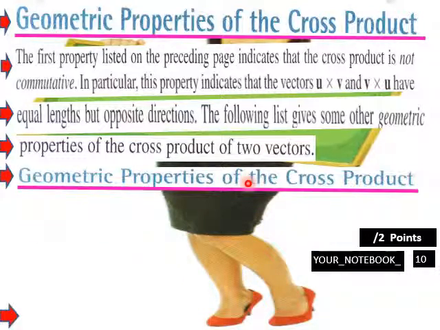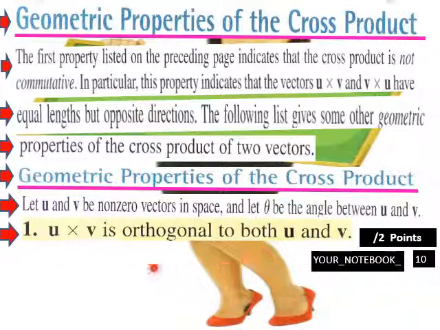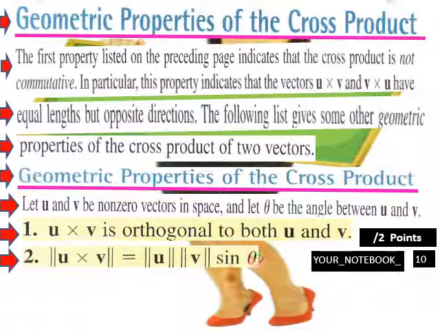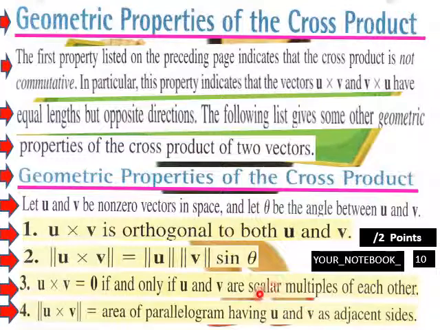Geometric properties of the cross product. Let u and v be non-zero vectors in space, and let theta be the angle between u and v. So 1, u times v is orthogonal to both u and v. And then the length of the vector u times v equals the length of u times the length of v times sine theta. And then u times v will equal 0 if and only if u and v are scalar multiples of each other.